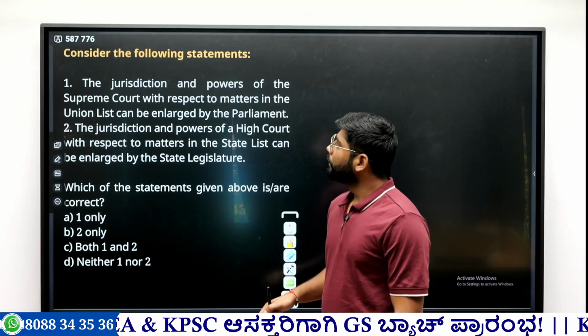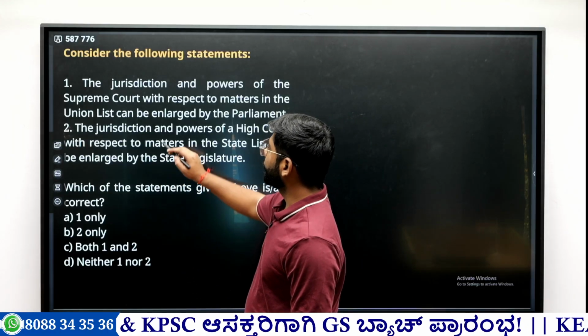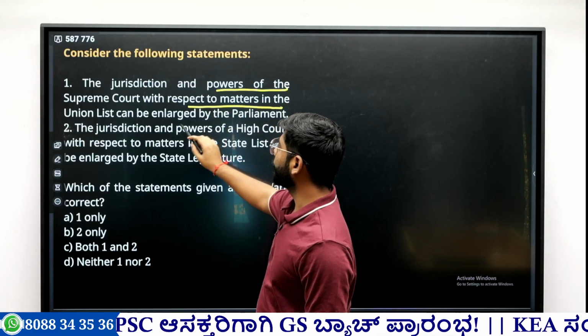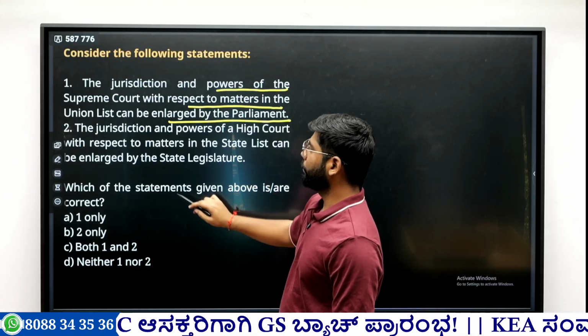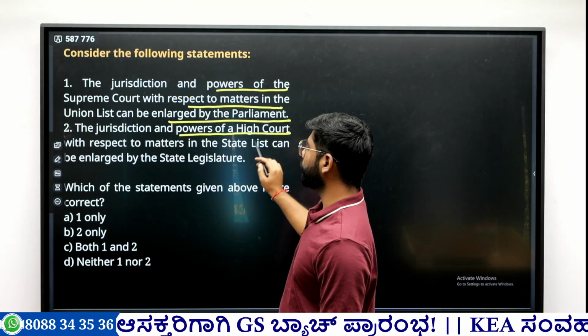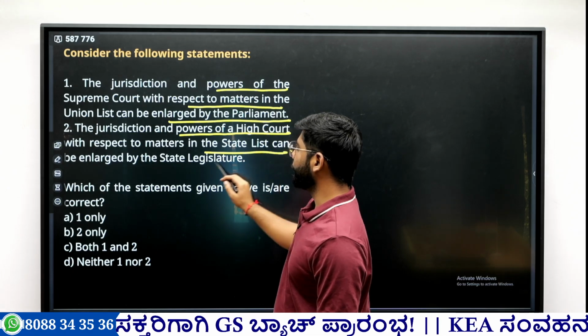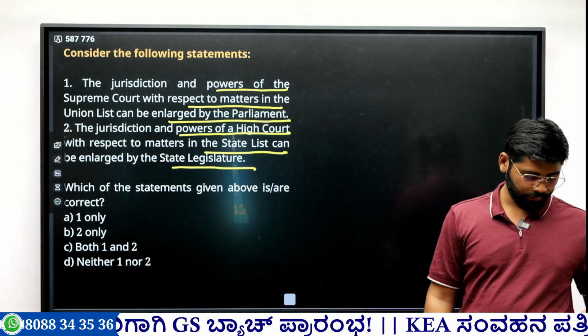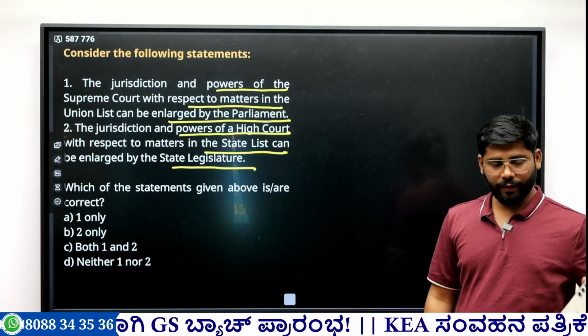Second, this statement, if you see: the jurisdiction and power of the Supreme Court with respect to matters in the Union List can be enlarged by Parliament. Second, the jurisdiction and power of the High Court with respect to matters in the State List can be enlarged by the state legislature. Both seem logically correct, but see which one is correct here.